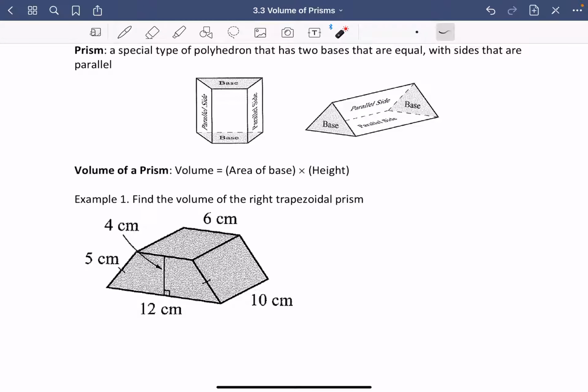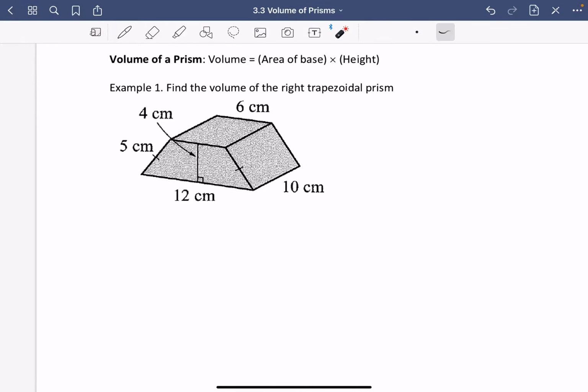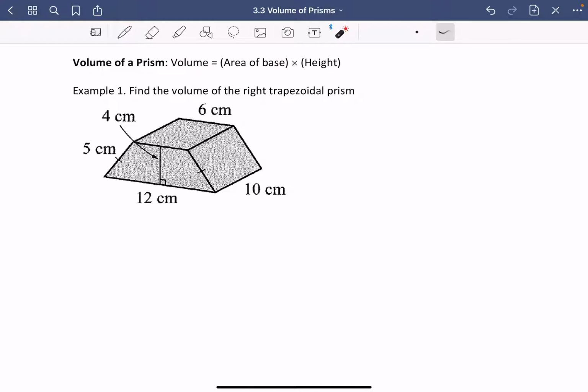The volume of a prism is the area of the base times the height. That's how much space your polyhedron takes up. So area of the base times the height, like that. So now, the most important thing is to find the correct base. Find which face stacks up to give you the shape of your polyhedron or your prism.